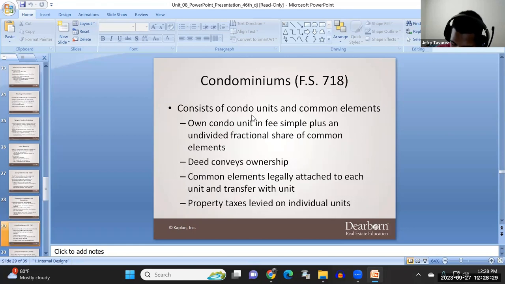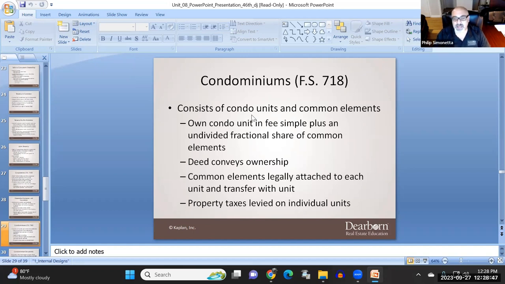Okay. Now let's look at a condominium. Now remember, the co-ops have their own Florida statute, 719, all about co-ops, right? Condominiums have their own Florida statute, 718. You got to know that.